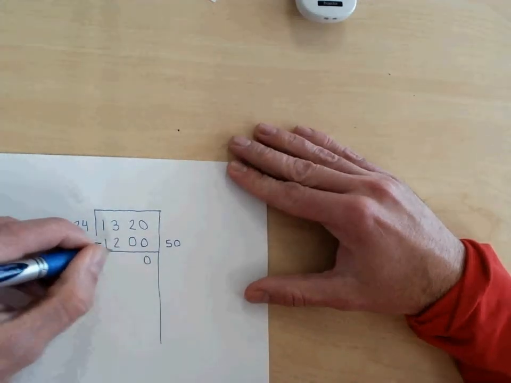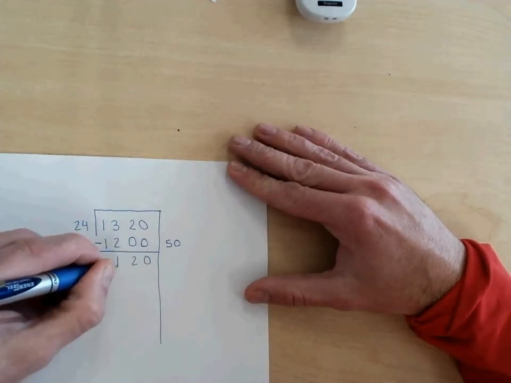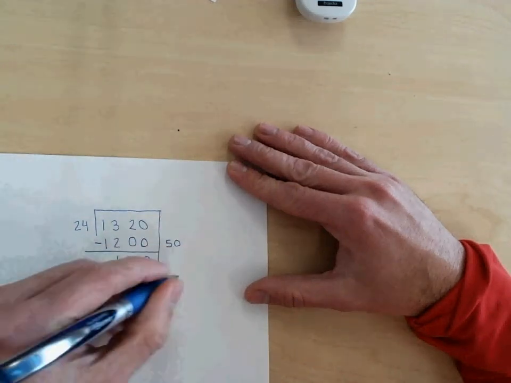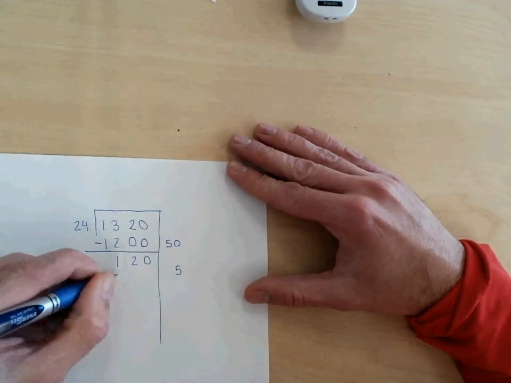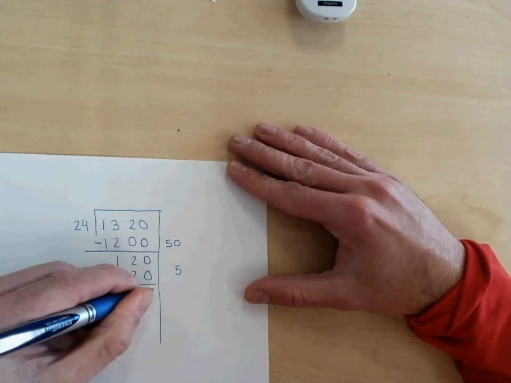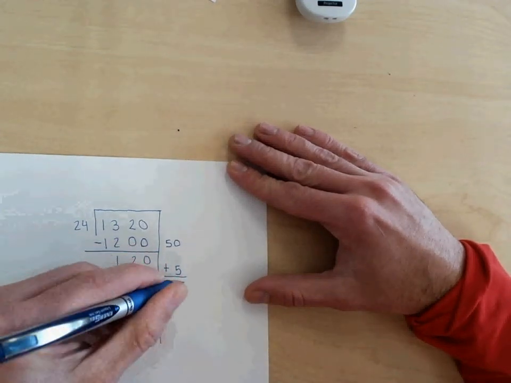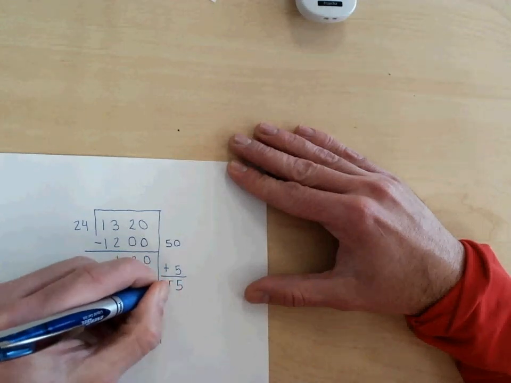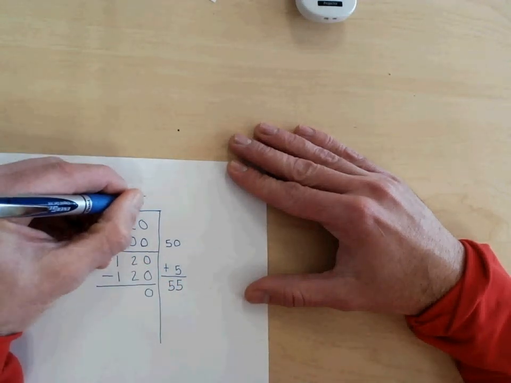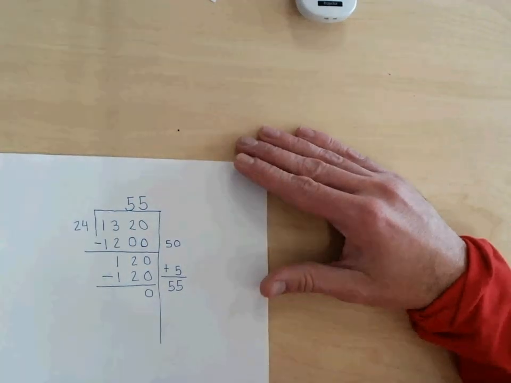So now I can go ahead and subtract. That equals 120. Now how many times does 24 go into 120? We're going to write 5 here. That equals 120. I'm going to subtract. That equals 0. If I add this up, that equals 55. I'm going to write the 5 over the 10s, the other 5 over the 1s, and there we go.